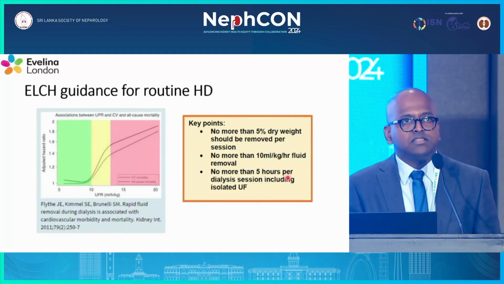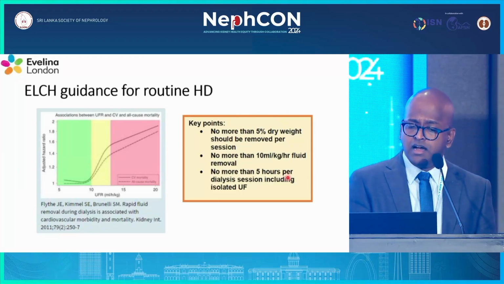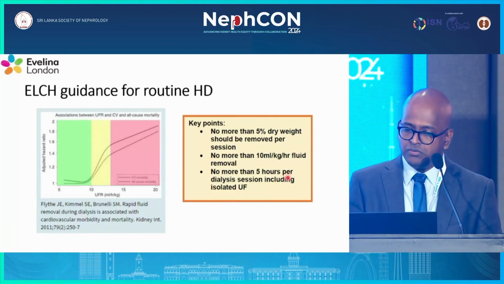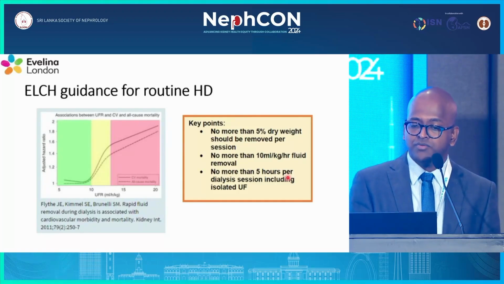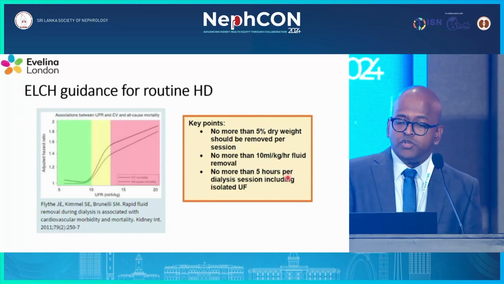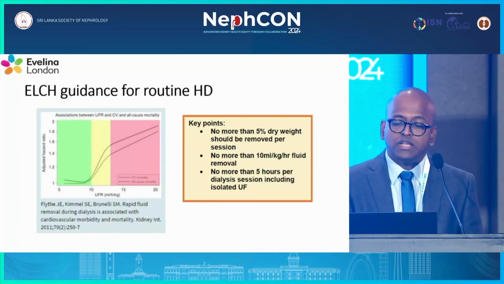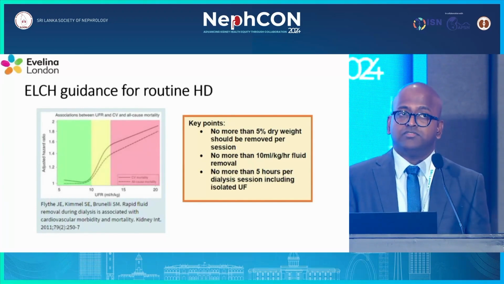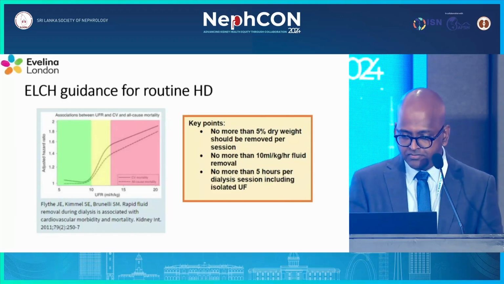This is our local guidance in Evelina London Children's Hospital. If you see the graphs, we could see the ultrafiltrate rates; if that is going above about 10 mils per kilo per hour, you are going to cause myocardial stunning. And then the cardiovascular and all-cause mortality is increasing after that. So no more than 5% of dry weight should be removed per session. That's our local guidance: no more than 10 mils per kilo per hour of fluid removal, and no more than 5 hours. So if the child needs more than 5 hours, we keep them in the ward, assess, and give another session later.